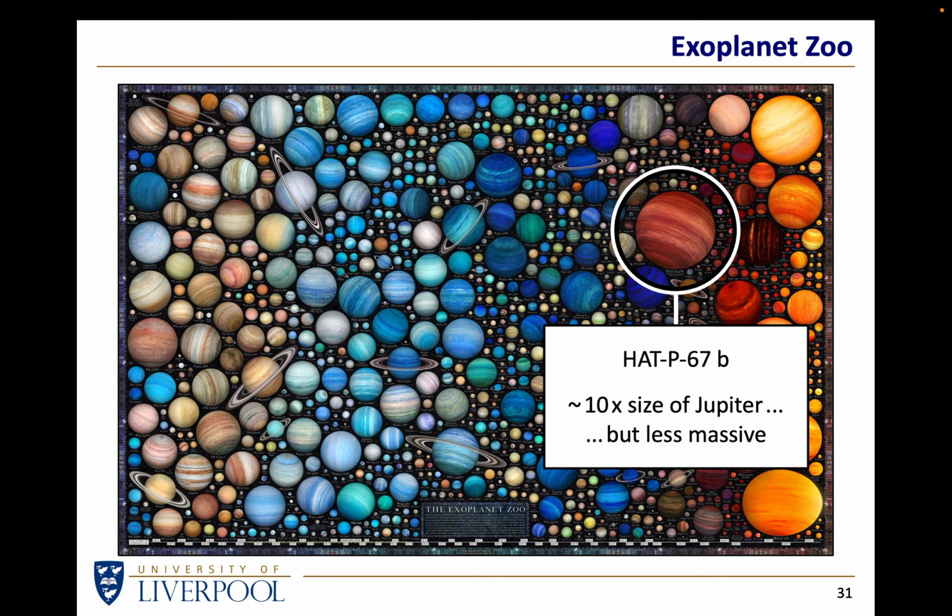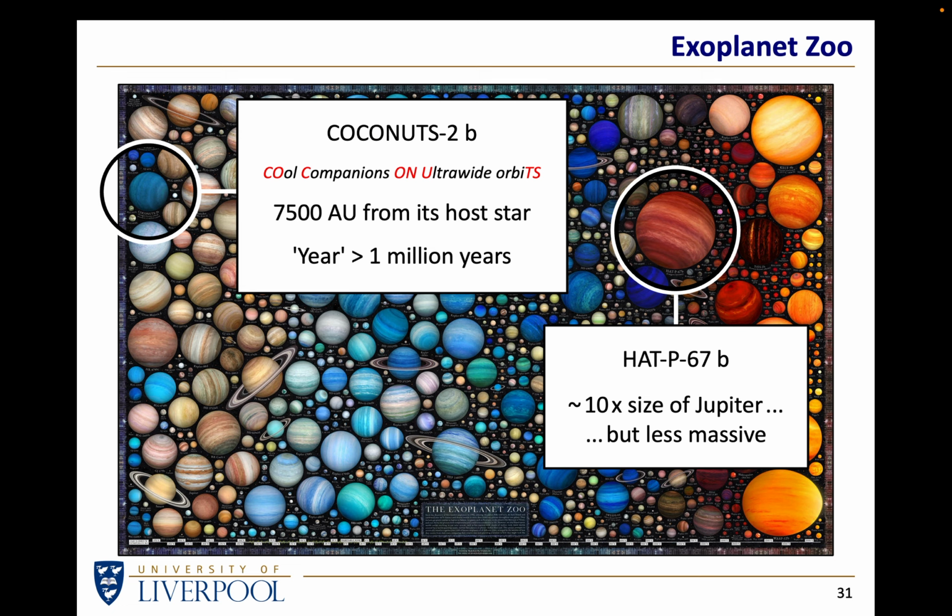You can see these planets have ridiculous names like HAT-P-67b. Again, like the Extremely Large Telescope, astronomers are not good at naming things. But I think somewhere along the line they must have decided to have a competition. And I think the winner of the best name for an exoplanet has got to be COCONUTS-2b.